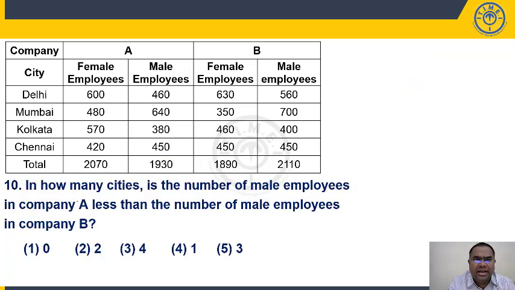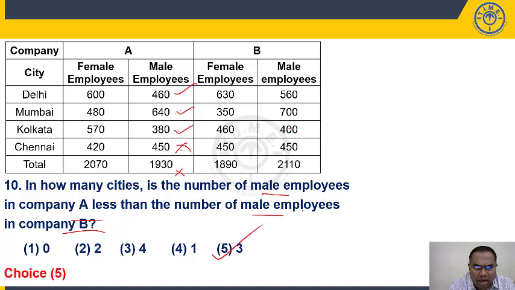Question number 10 on your screen. In how many cities is the number of male employees in company A less than the number of male employees in company B? Now male employees 460, 560. Yes, it is less here. 640, 700, less here. 380, 400, less here. 450, 450, no. So how many? Don't look at this, it is the total. We have only 4 cities, right? So in how many places is it less? 3 places. 3 is present in option 5.